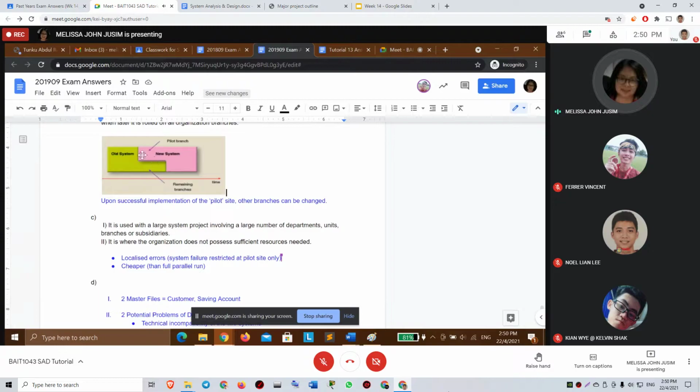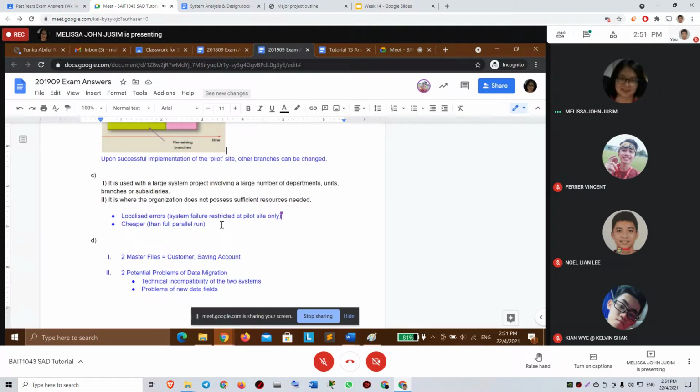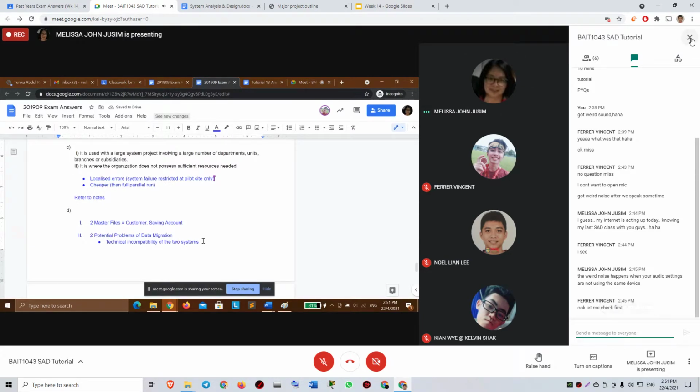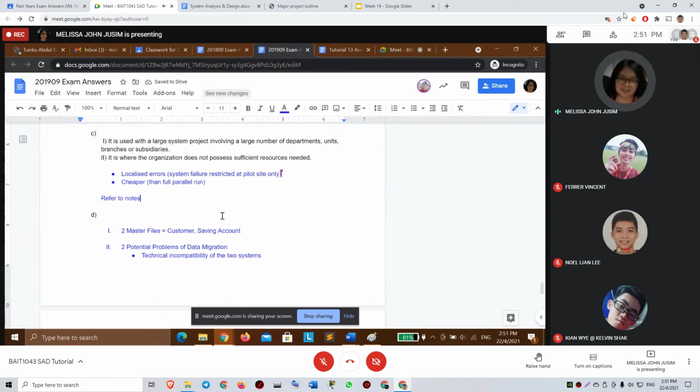At the pilot branch, they will use the old system and the new system at the same time, right? So it's not a full parallel run, okay, much cheaper. So in fact, if you refer to the notes, there are more points. You can refer to the notes. Let me put that one in. Put notes.